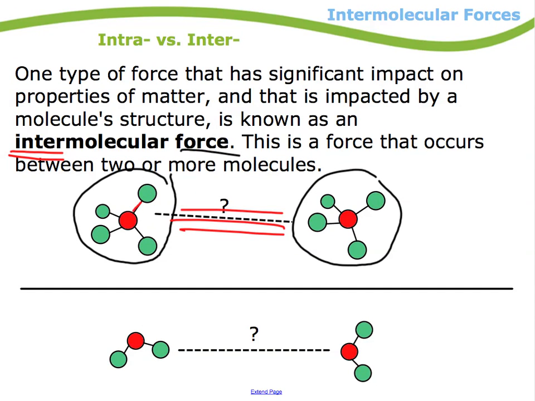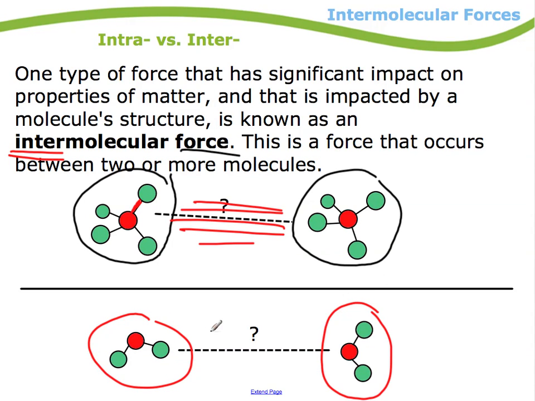So there's not only attractions or bonds between atoms in a molecule, but there can also be attractions between one molecule and a neighboring one. Here's a molecule of water, here's another molecule of water. Are there things that sort of attract or try and keep those things together? If there are, then that has implications on the properties of that molecule.